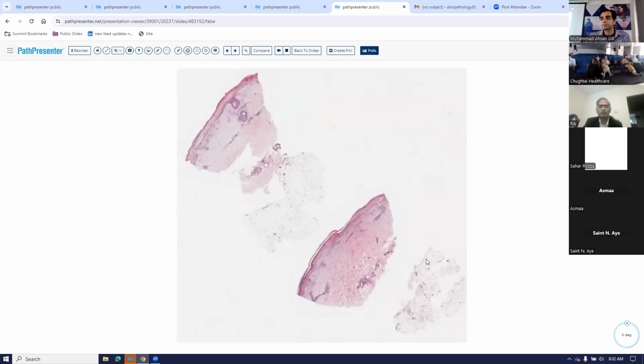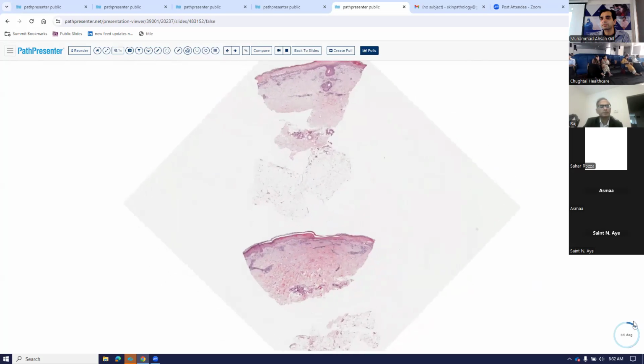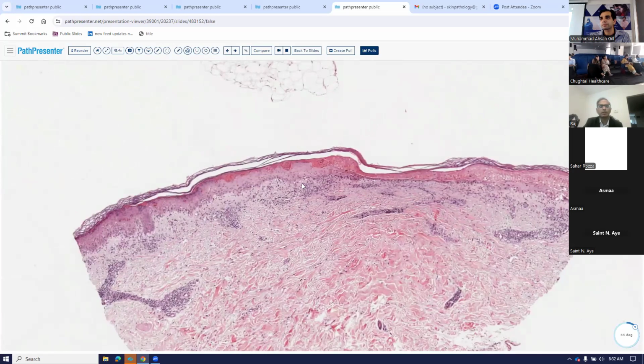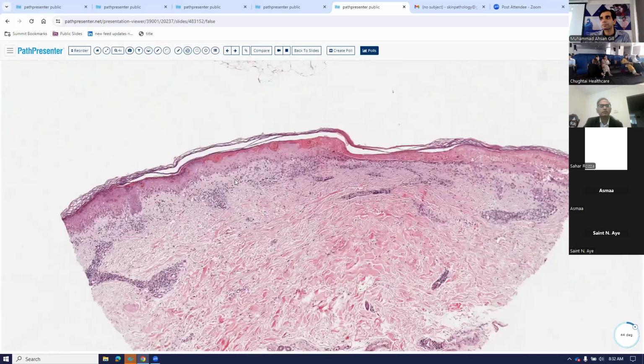So what do we see in a biopsy of erythema multiforme? And this is an important diagnosis because you might even get this as a frozen section. So we'll talk about what can come in a frozen section. So what do we see in erythema multiforme?